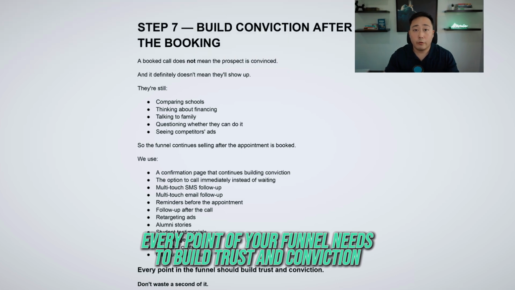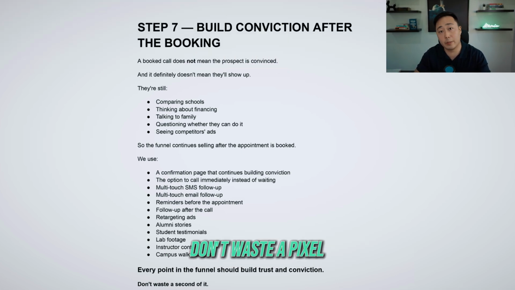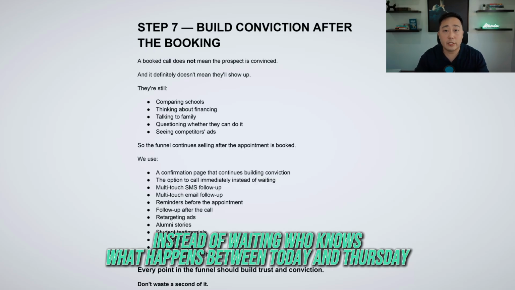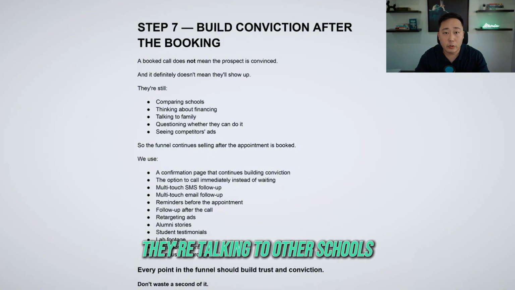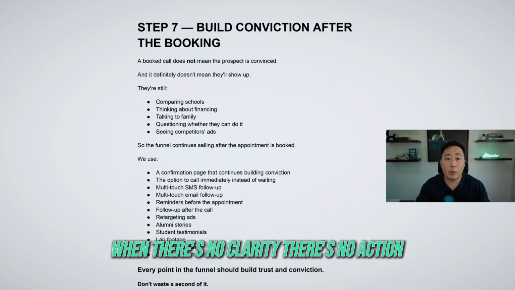Every point of your funnel needs to build trust and conviction. Don't waste a second of it. Don't waste a pixel. We also give them the option to just call in immediately instead of waiting. Who knows what happens between today and Thursday? They're talking to other schools. If they've got a quick question, let them call now and use the scheduled call as the follow-up. When there's no clarity, there's no action.